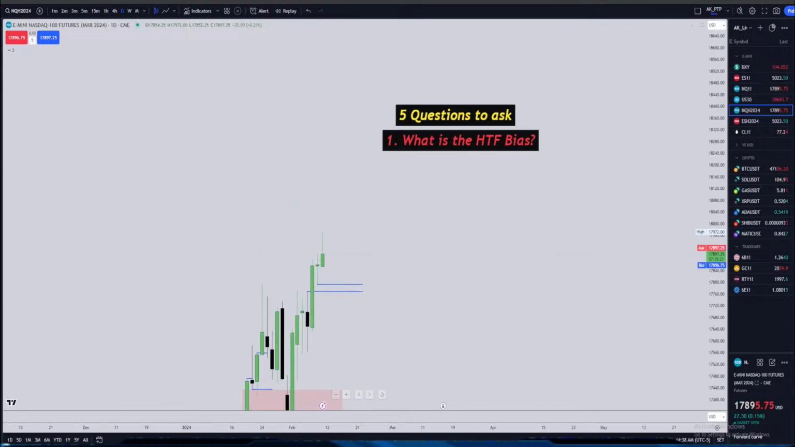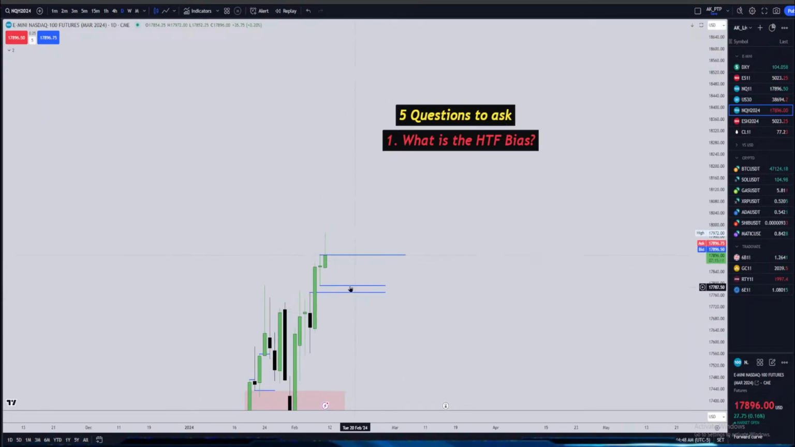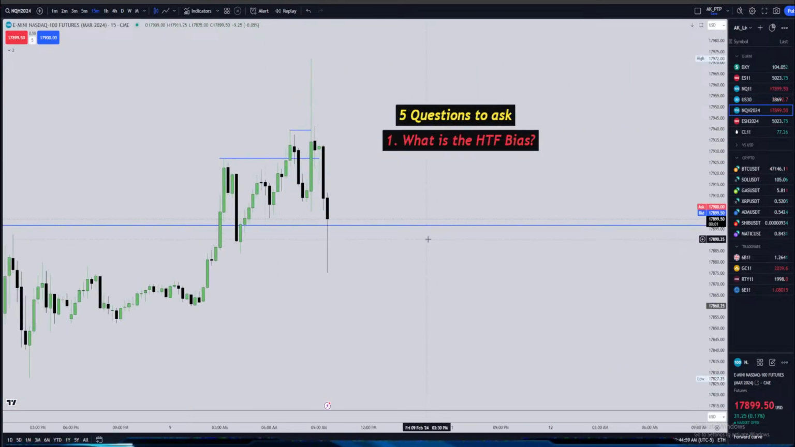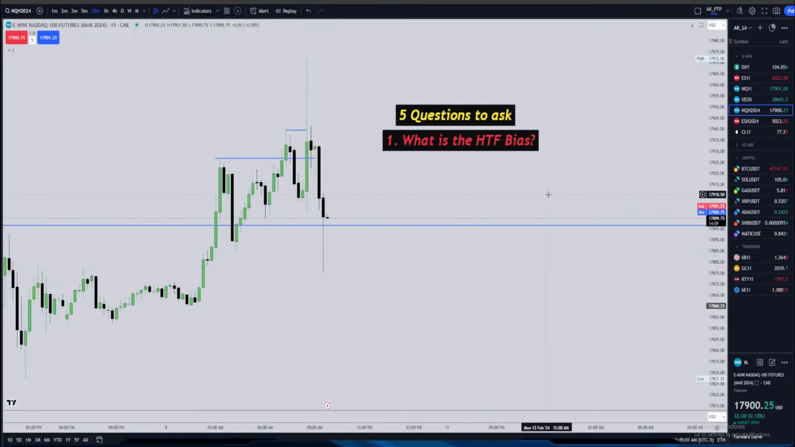If it fails to close above this high, which is Thursday's high, I will consider a pullback to this fair value, or a revisit to this fair value, and based on the price action I will look into my next setups. Now that's the first point: what is your higher time frame point of interest. Look into those things first.